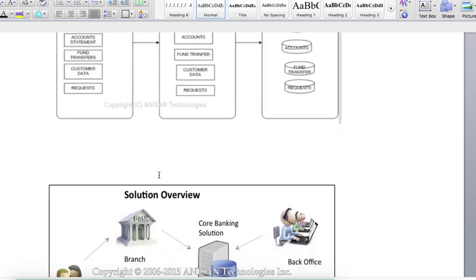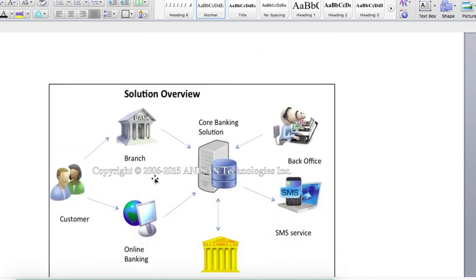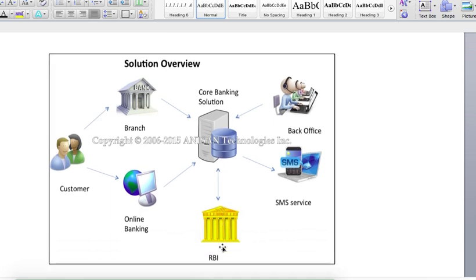Okay, you can also use the system overview like this. It is more used for business stakeholders. The customers are interacting with the online banking solution, and they are also going to the branch, so they have an option to do the banking. The bank and the online banking both use the core banking solution, which is also communicating with RBI, that is your federal bank. And the core banking solution is also using SMS, that is text message services, for sending the OTP, one time password, for secure transactions.